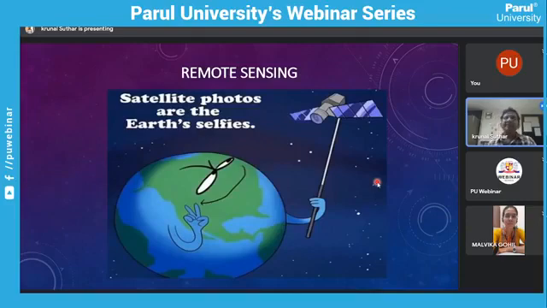Second is remote sensing. Remote sensing is nothing but taking an image of the Earth from satellites. Here, the image is taken by a special camera. It uses infrared, microwave, SAR, and many other different bands. So these satellites provide the image of the Earth.